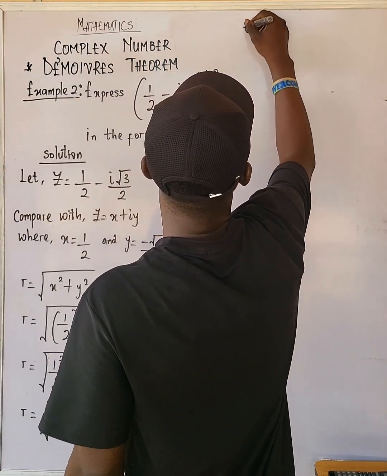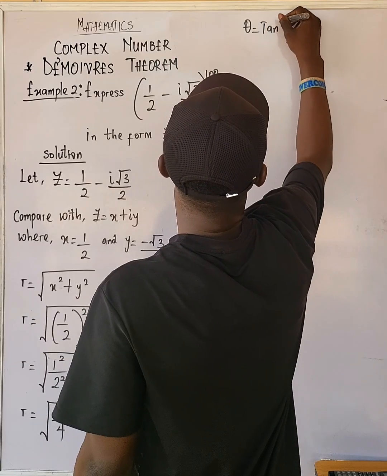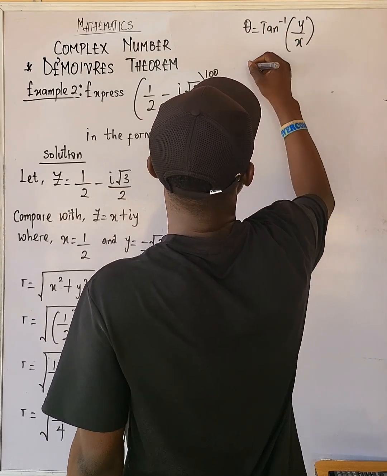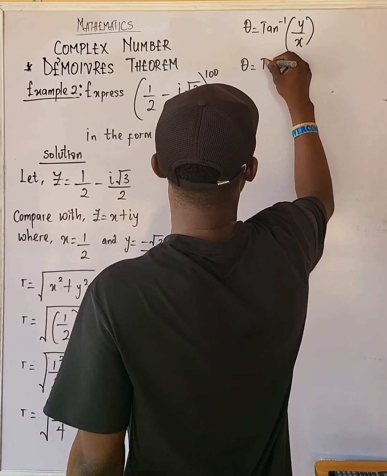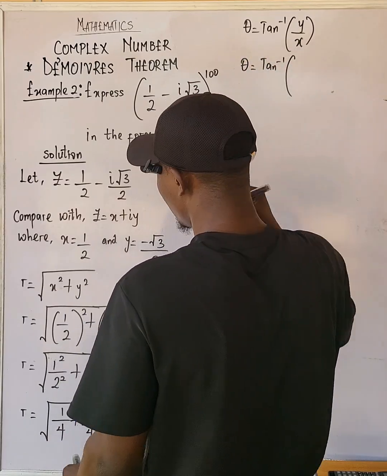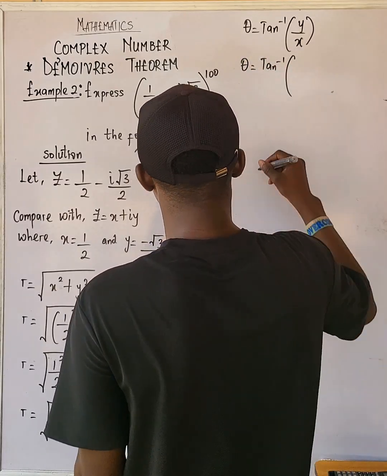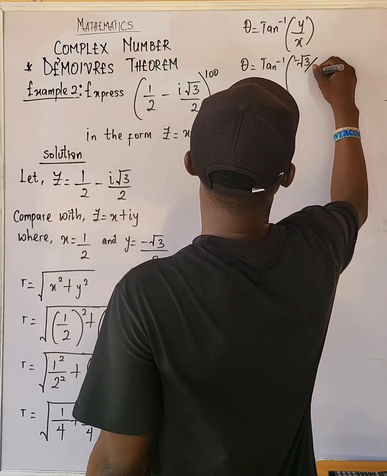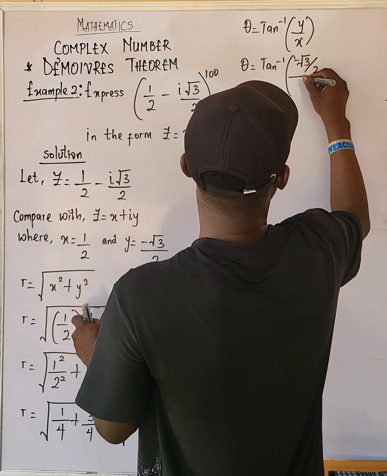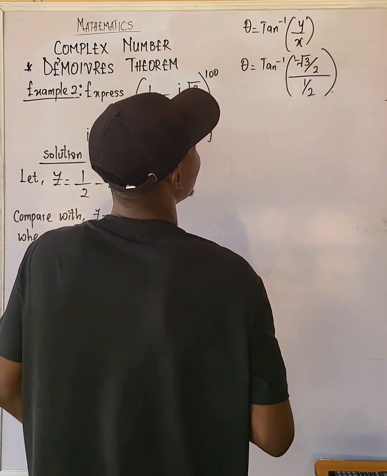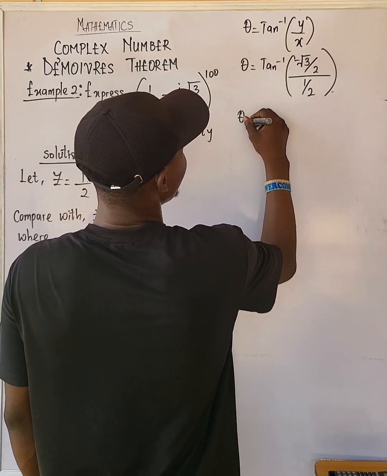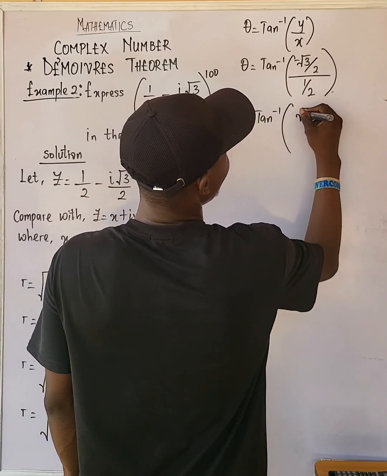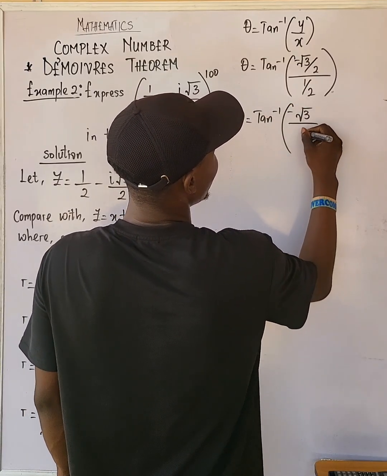Now let's go for the argument, theta. How do you get theta? Theta is gotten from tan inverse of y over x. So theta equals tan inverse of, what's our y? Our y is minus square root of 3/2, then over our x, 1/2. Theta will now be equal to tan inverse of minus square root of 3/1.